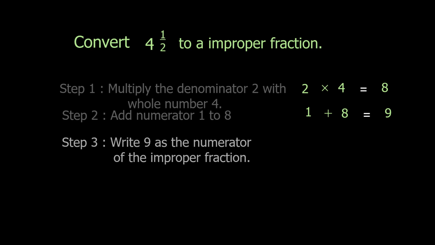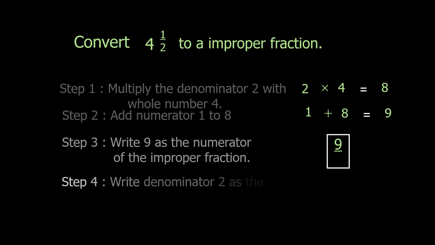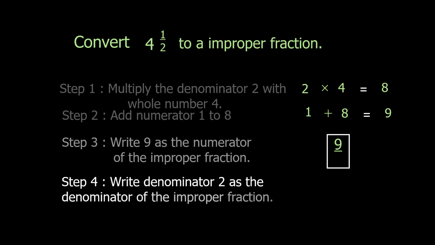We should write 9 as the numerator of the improper fraction. So the answer is 9. First you should write it as the numerator. The answer what you got, you should write it in the numerator. Then denominator is 2. So here already we have 2 in the denominator. That only comes in the denominator. Okay. So we get 9 by 2. 9 by 2. So this is the improper fraction. Since the numerator is greater than the denominator, it is an improper fraction.